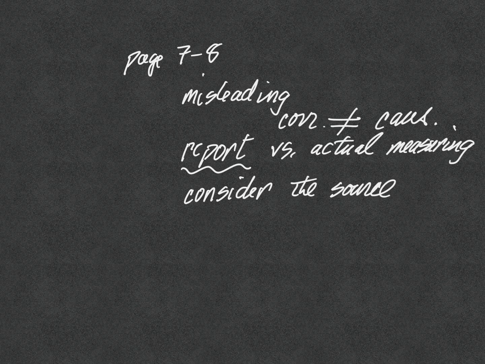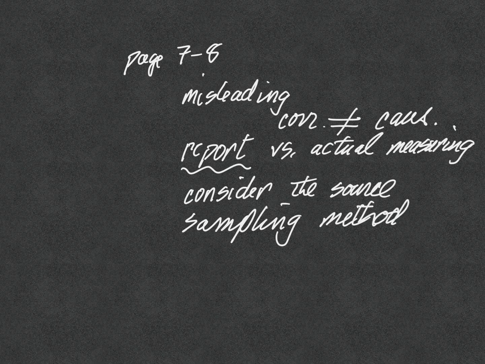Particular sampling methods might not be wise, and so you want to look at the sampling method for the type of study you do. That's important. And then also statistical versus practical significance. So those are kind of the ideas.